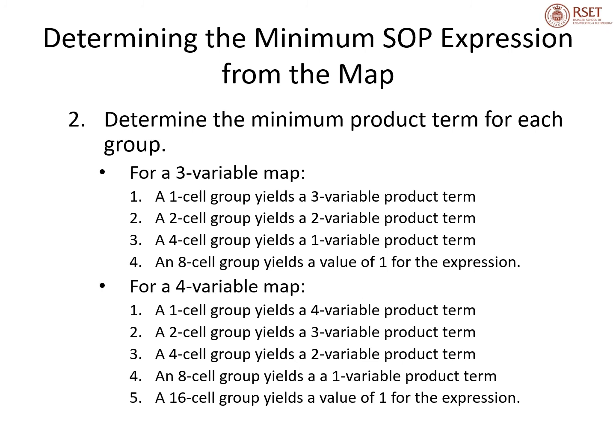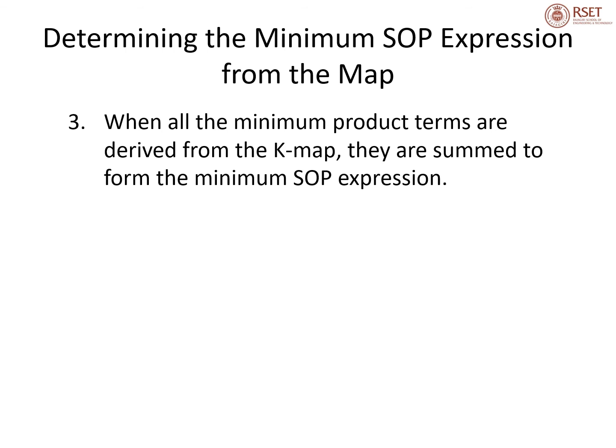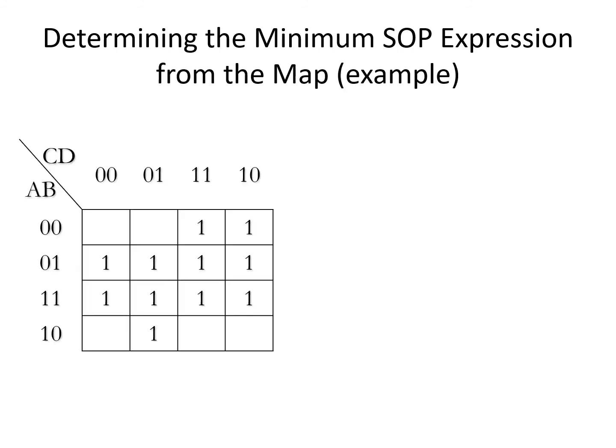Determining the minimum SOP expression from the map. For the minimum product term for a 3-variable map, a 1-cell group yields a 3-variable product term. A 2-cell group yields a 2-variable product term. A 4-cell group yields a 1-variable term, and an 8-cell group in a 3-variable map yields a value 1 for the expression. Similarly, for a 4-variable map, a 1-cell group yields a 4-variable product term, a 2-cell group yields 3 variables, a 4-cell group 2 variables, an 8-cell group 1 variable, and a 16-cell group yields 1 for the expression. When all the minimum product terms are derived from the K-map, they are summed to form the expression.